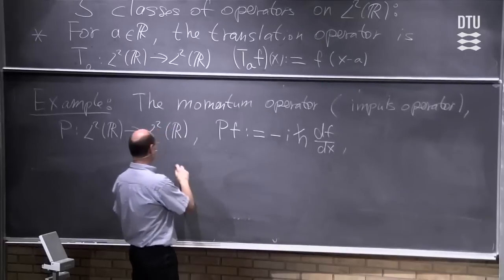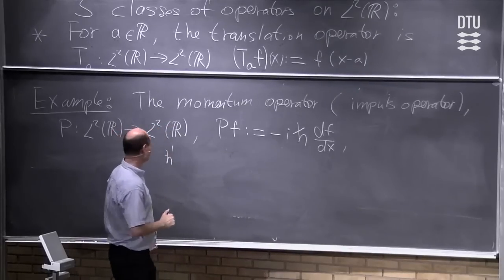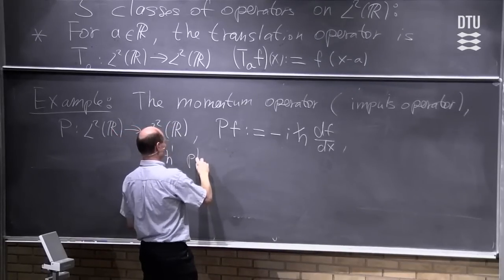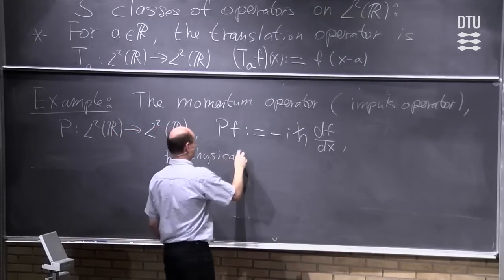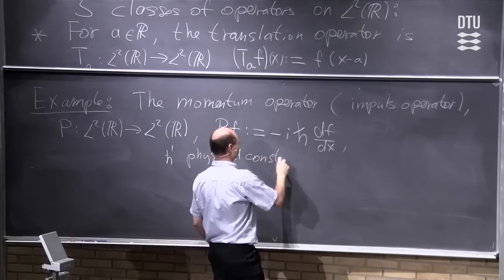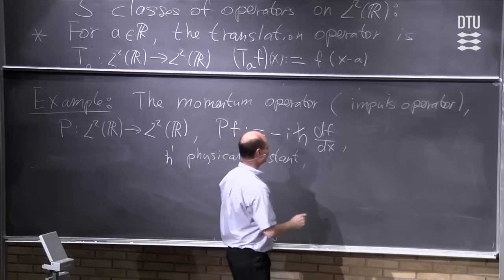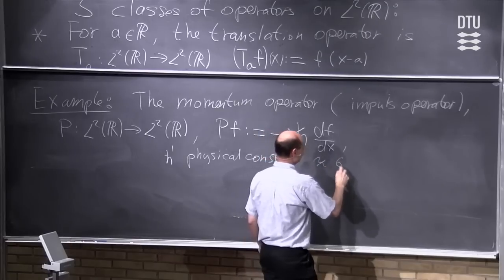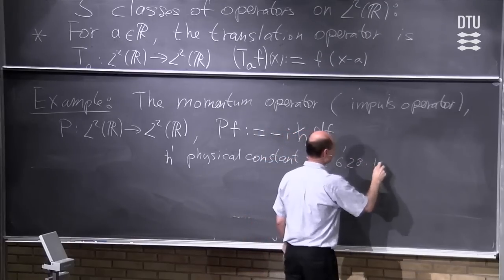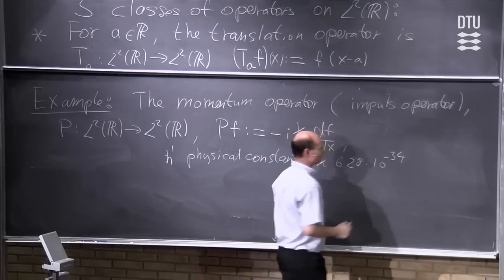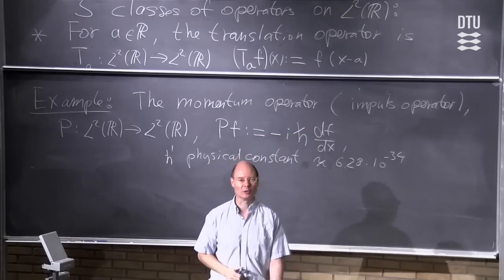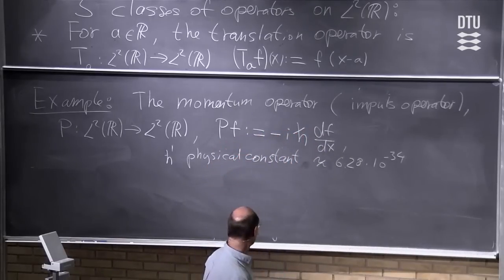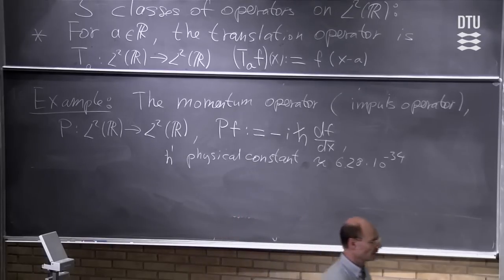This h bar is just a physical constant. It is something like 6.28 times 10 to the minus 34. So this is a really small number. So now you have the operator. Do you have any comments about that operator? What do you feel when you see an operator like that?